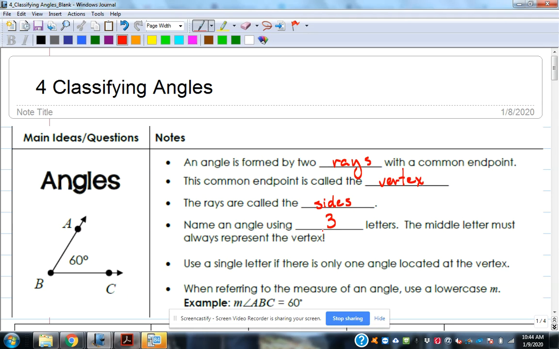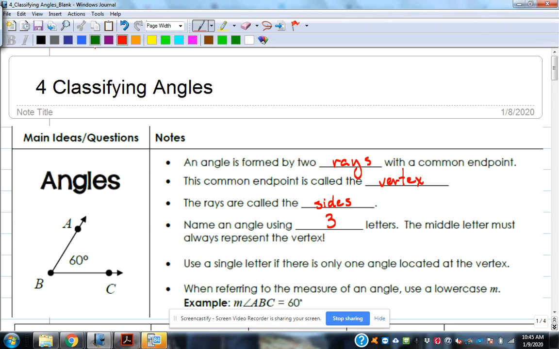Okay, so we could name this particular angle ABC, or we could name it the other direction, CBA. It doesn't matter what order you go in that way, as long as the vertex is in the middle. So when you're naming angles, make sure you put your vertex in the middle. That's one thing that we've got to make sure we're doing. Or we can use a single letter if there's only one angle at that vertex. So with this example, there's only one angle in the picture. So we could just call this one angle B because it's the only one there.